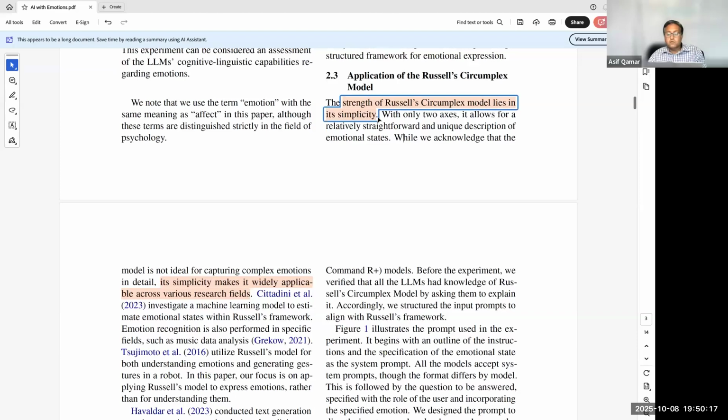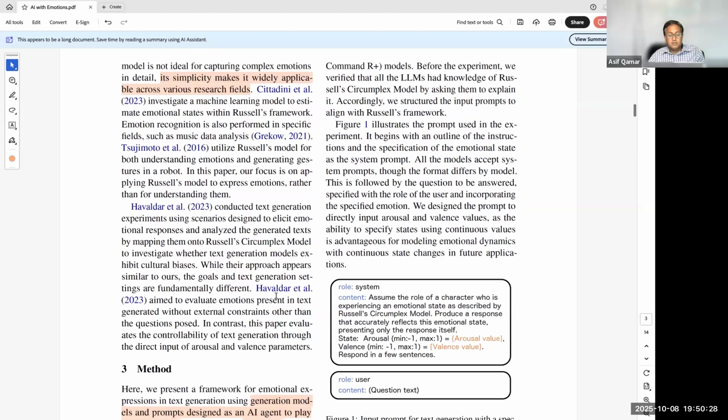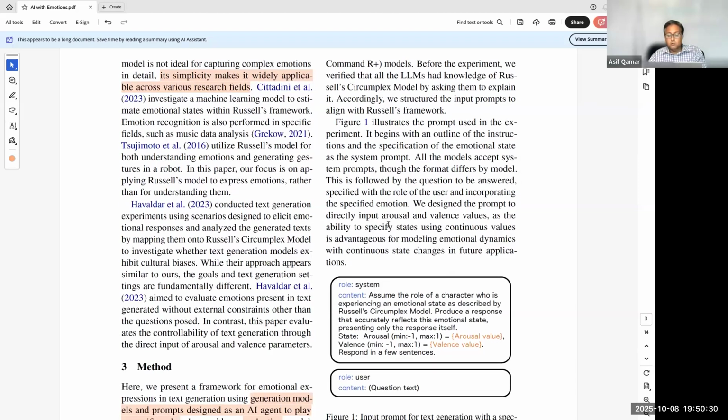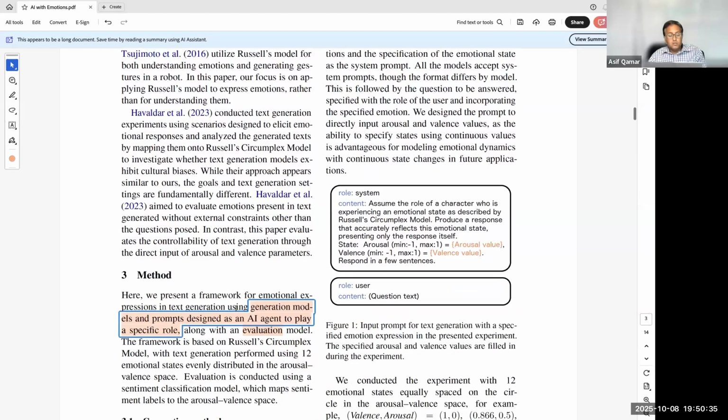Of course, it is simple. I think we know by now that with 2 axes, it's able to represent a wide variety of emotional states. While this is going on, now you can study in more detail. And this is an example we saw before.